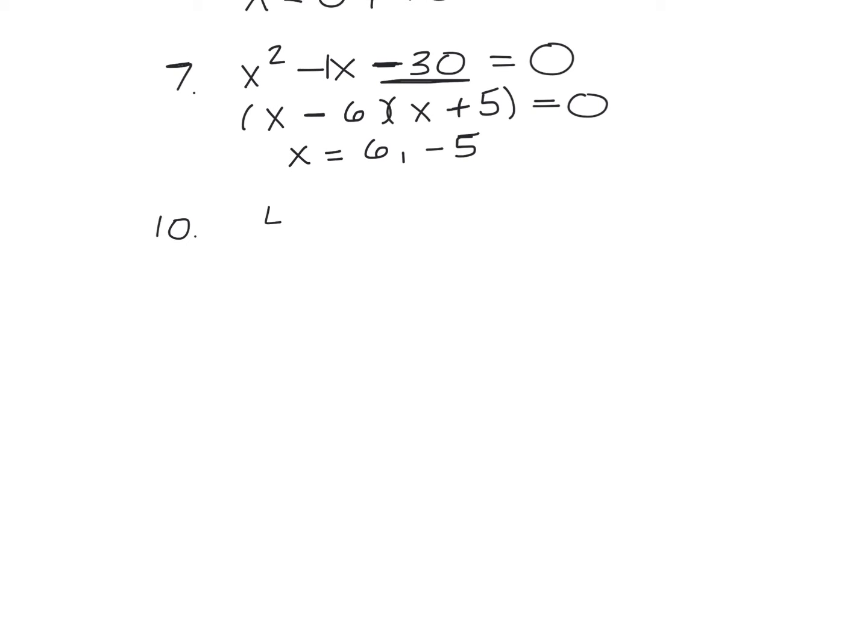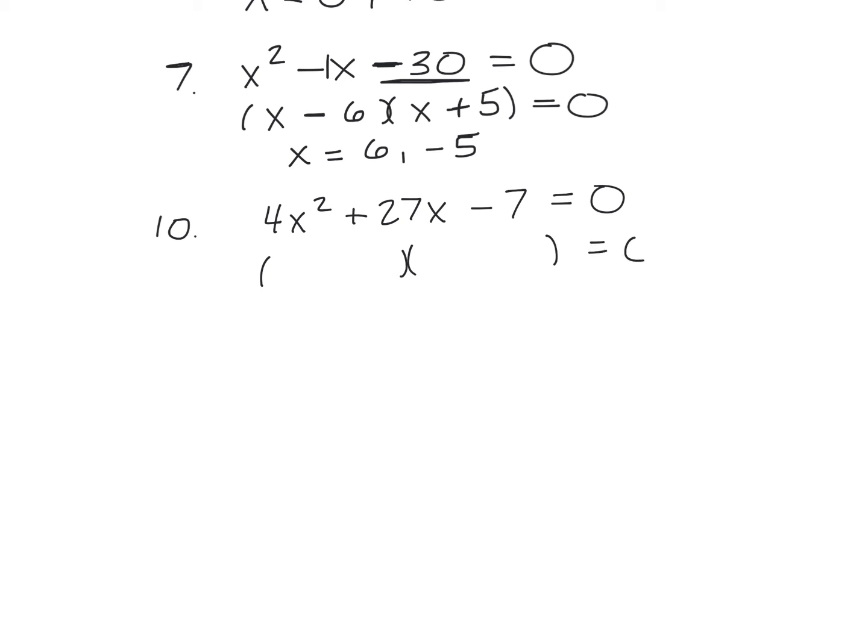Number 10 is 4x squared plus 27x minus 7 is equal to 0. So once again, no greatest common factor. It's definitely not difference of squares. Is it a perfect square trinomial? No, because 7 is not a perfect square. So trial and error here.